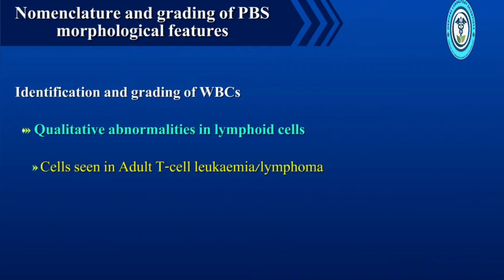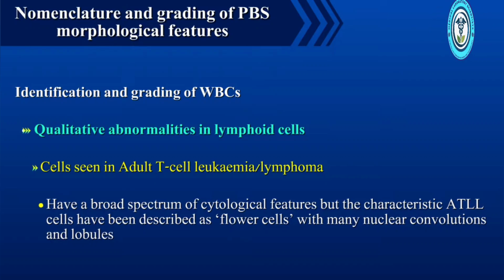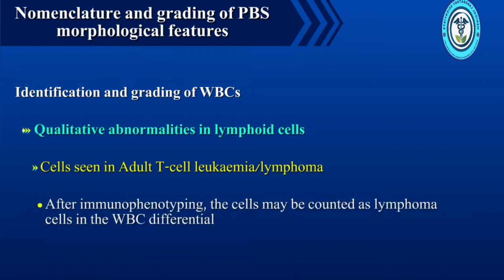Cells seen in adult T-cell leukemia lymphoma have a broad spectrum of cytological features, but the characteristic ATLL cells have been described as flower cells with many nuclear convolutions and lobules. It is recommended that lymphoma cells are counted as abnormal lymphocytes on the first presentation with a detailed description of the cells included in the film comment. After immunophenotyping, the cells may be counted as lymphoma cells in the WBC differential.